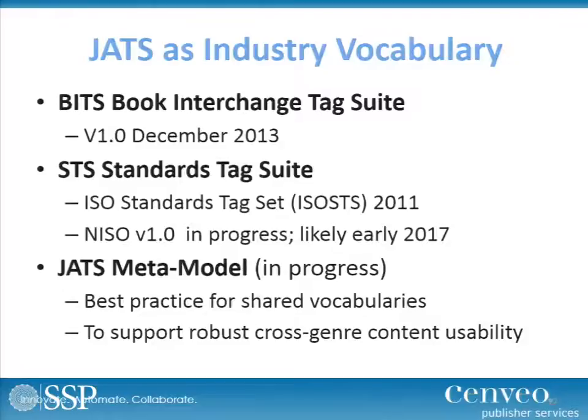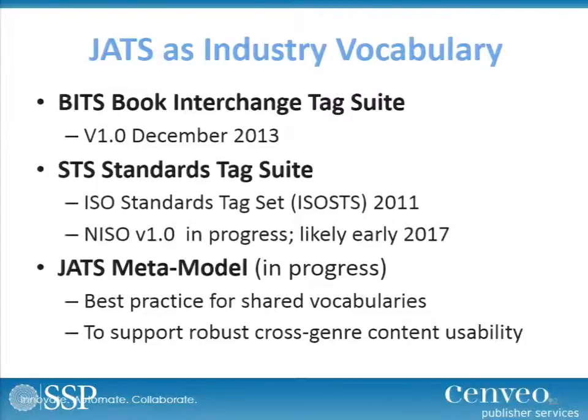The JATS vocabulary itself is so rich and robust that it's become the basis of a number of projects for other content journals. BITS, the Book Internet Interchange Tag Suite, was created for STM books by NLM in 2013. It added some book-specific elements, but used the JATS core robustly so that content in JATS and BITS would have useful similarities. JATS vocabulary was also used to create a spec for standards documents. That began as an ISO project and is now a NISO project. NISO STS version 1.0 is in progress, likely to be approved early next year is the committee goal.